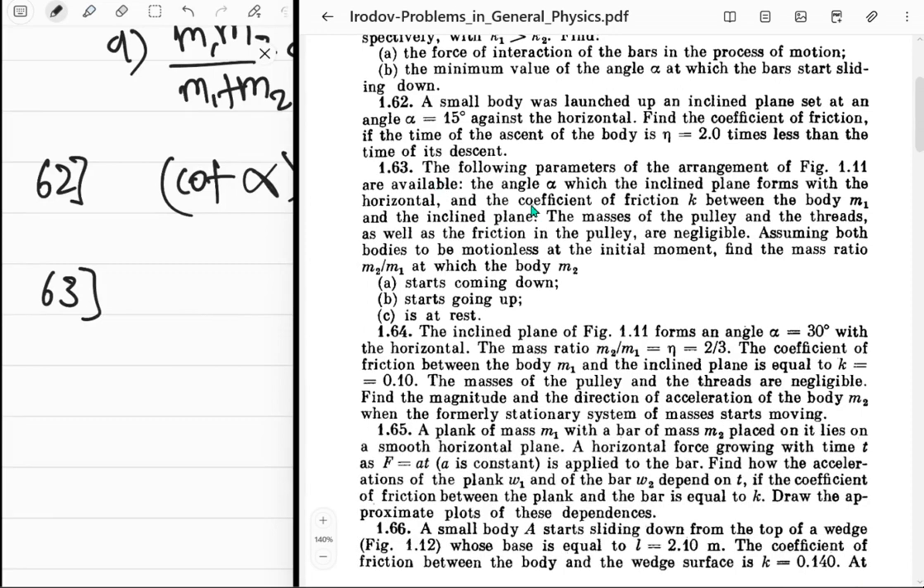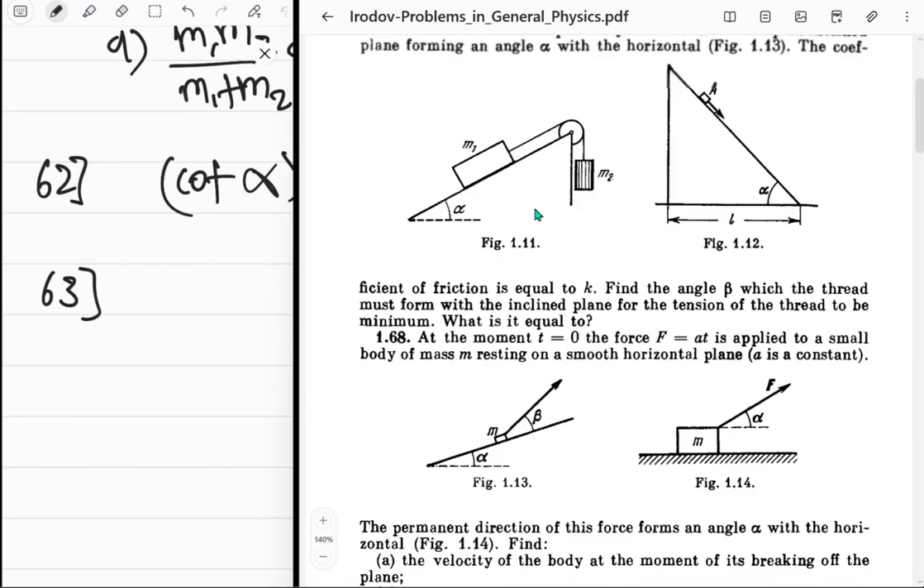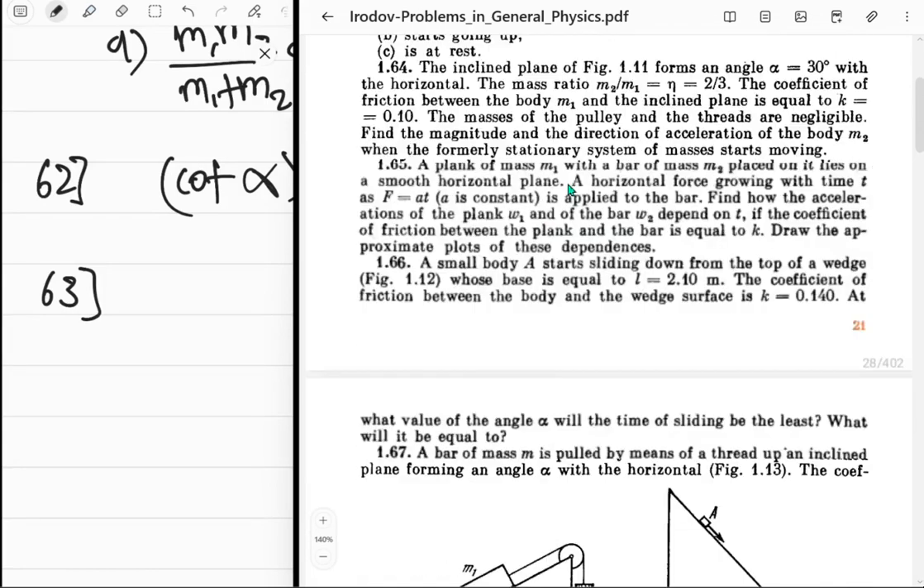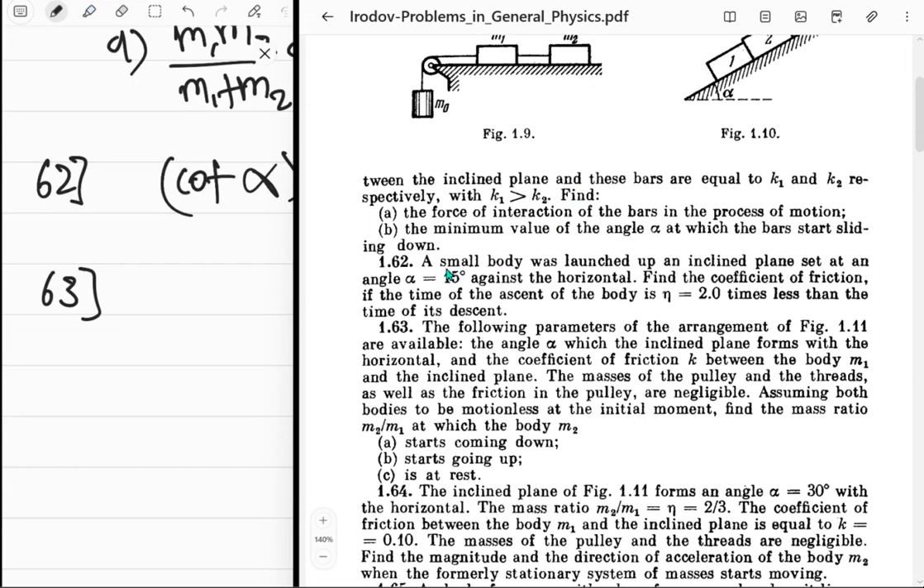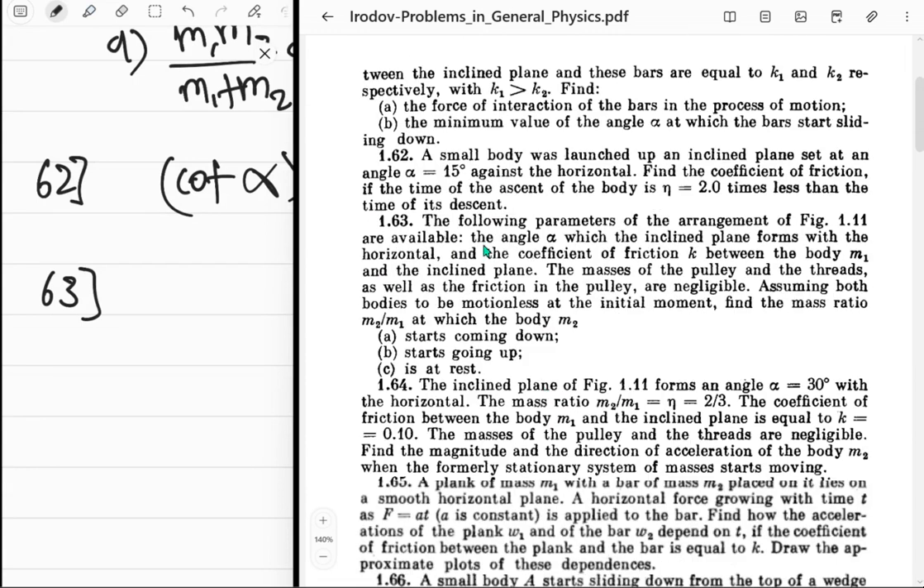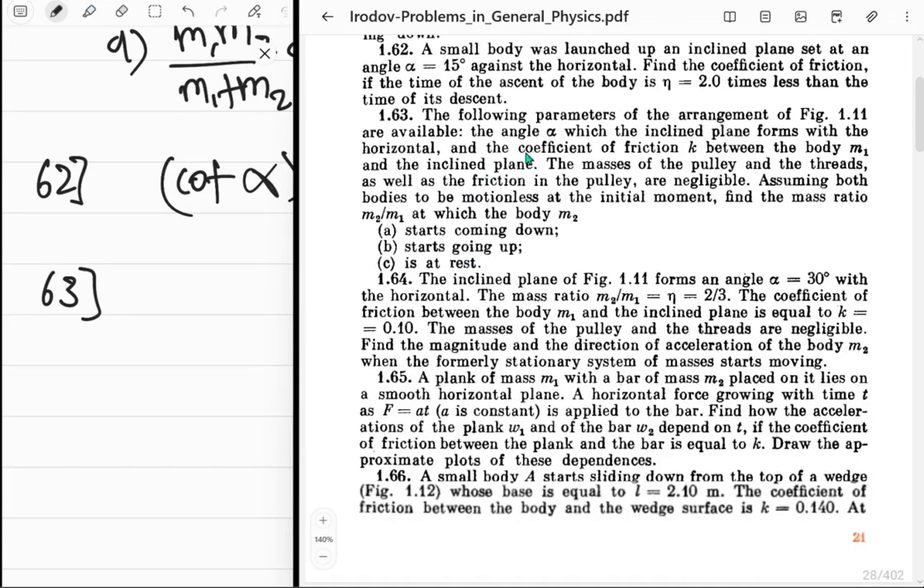Following parameters of the arrangements of figure 1.11. There's 1.11. Don't see it anymore. Oh, this thing. Okay. Where did it go? 63, right? Are available. The angle alpha at which the inclined plane forms with the horizontal, and the coefficient of friction K between the bodies M and the inclined plane.